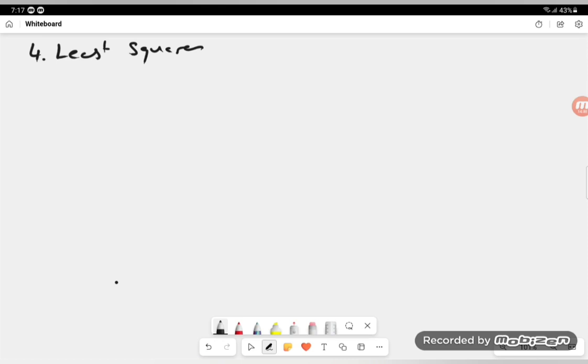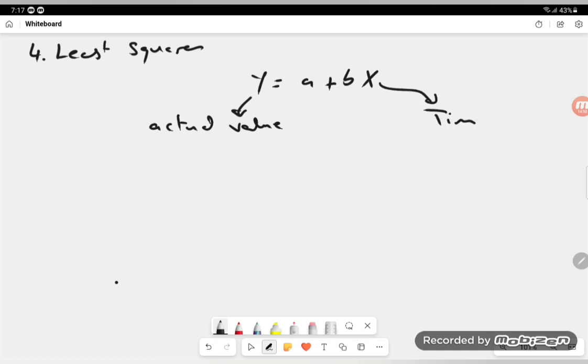Let's assume that we have an equation which represents the trend, y equal a plus bx, where y is the actual value and x is time. A and b are the intercept and the slope, and we would like to find the values of a and b. The values of a and b can be found after solving these two equations simultaneously.